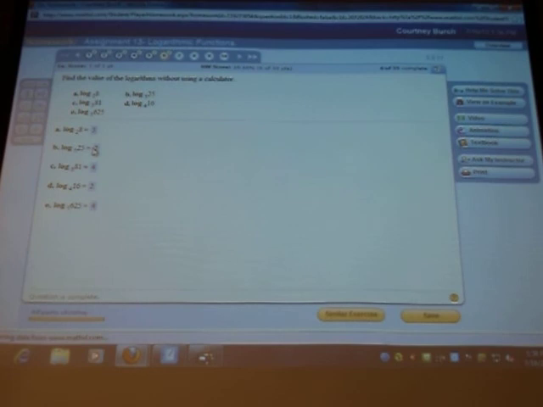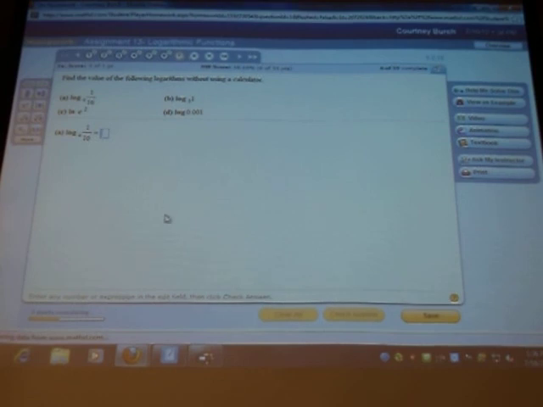I think with 7 they're a little bit harder. Yeah, those look pretty hard.